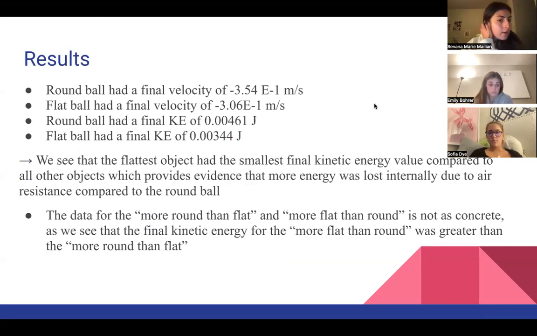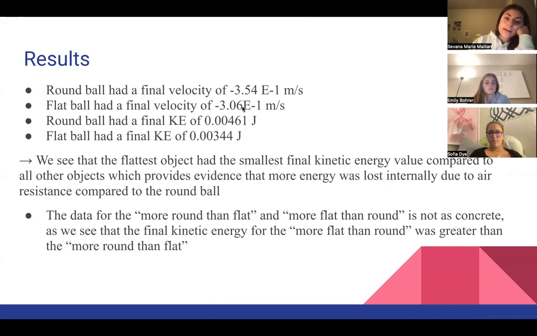Okay, so just to recap, we found that the round ball had a final velocity of negative 3.54 times 10 to the negative 1, and the flat ball had a smaller final velocity, and then the round ball had a greater final kinetic energy than that of the flat ball.